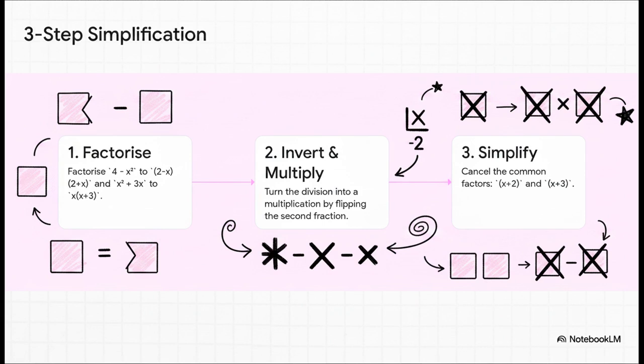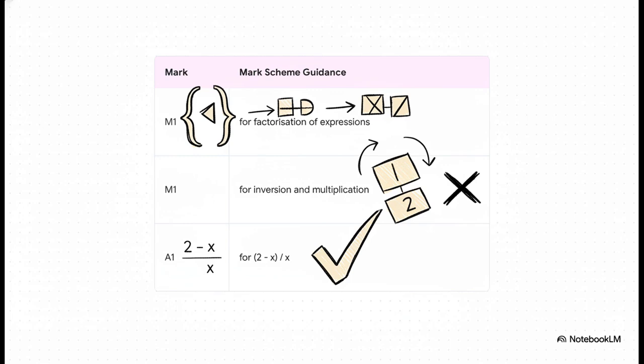Okay, step 2, get rid of that horrible division sign. How? We flip the second fraction and change the sign to a multiplication. You might have heard it as keep, change, flip. Same thing. And now for the best part, step 3, cancellation time. Anything that's the same on the top and bottom can just be crossed out. So satisfying.